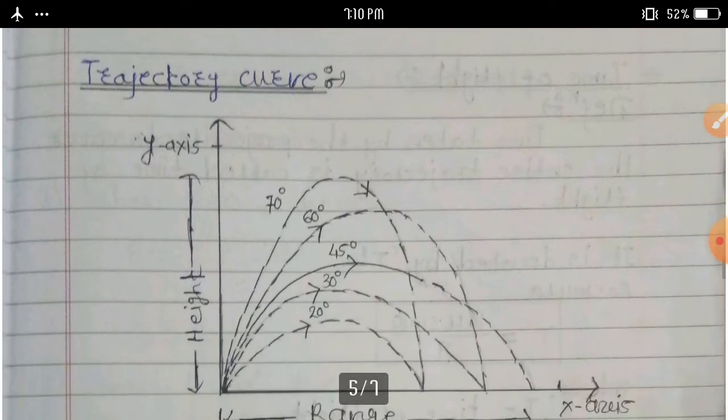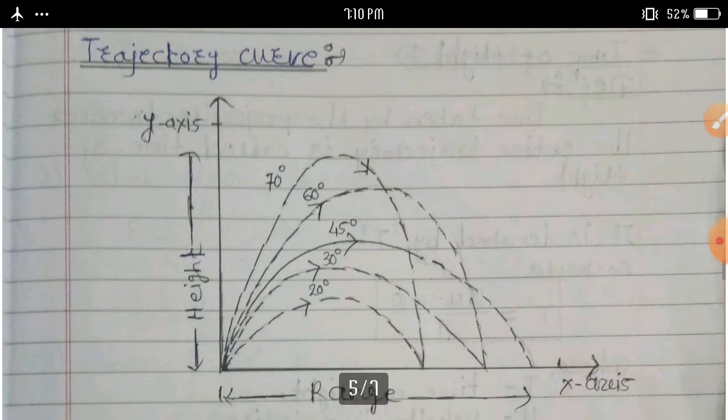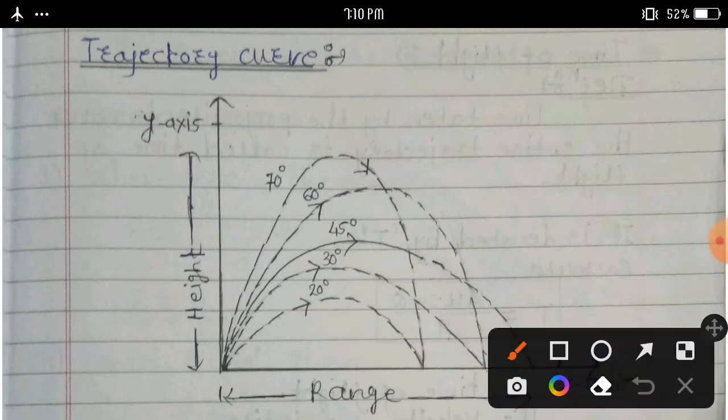Then we see another point, the trajectory curve. See this diagram. This graph shows height versus range. On the x-axis we have given range, and on the y-axis we consider height. We conclude from this graph that at an angle of projection of 45 degrees, the range of projection is maximum.